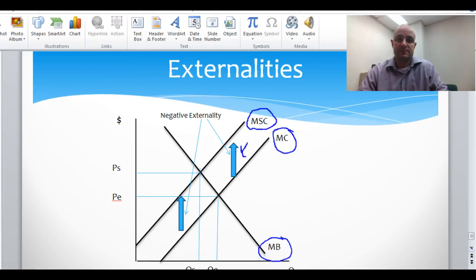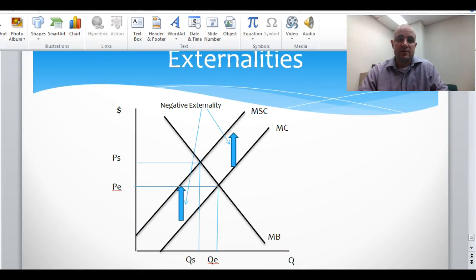so for each unit that gets produced, the actual cost is higher because you have that external cost. But again, that cost doesn't get factored in. So what ends up getting produced is our equilibrium here, our QE and our PE, our equilibrium price and quantity. However, what is best for society is that lower quantity because you have all that cost.